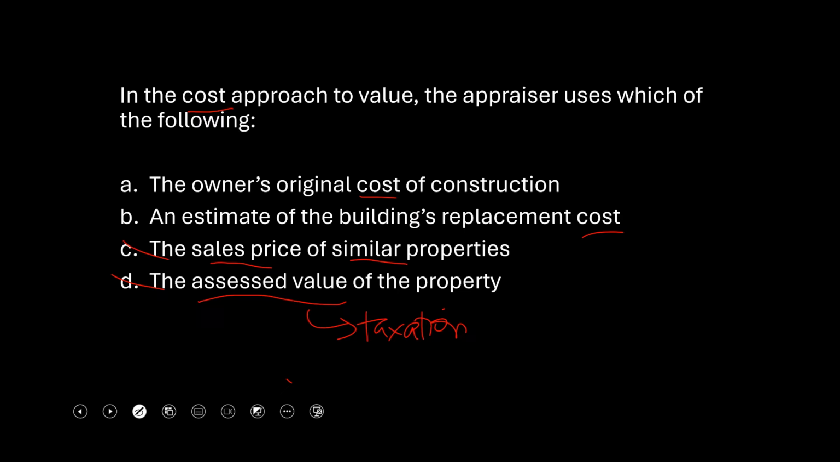And so if you think about it, we're trying to find the value of the property today. Okay? So we're not going to worry about the original cost because that's not the same price today. We would want to know how much it is for a replacement of that building. And so our answer would be B, an estimate of the building's replacement cost.